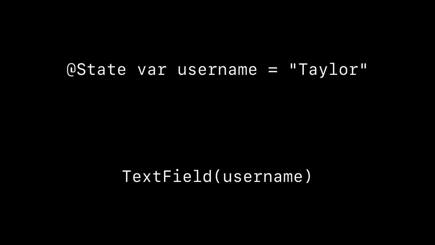To solve this, we need to bind the property to the text field, so when the property changes, the text field updates. And we also need to bind the text field back to the property, so any changes to the text field are saved in the property too. This is what's called a two-way binding, a binding where data flows in both directions so everything stays in sync.